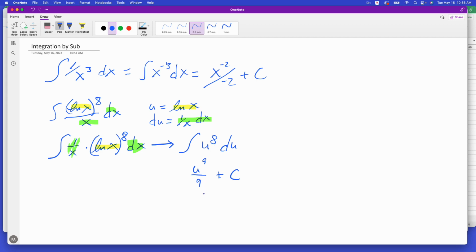Now the thing is, I'm still not using the original variables here, so I have to switch back to my original variable. So ln of x quantity to the 9th power over 9, and then plus c.